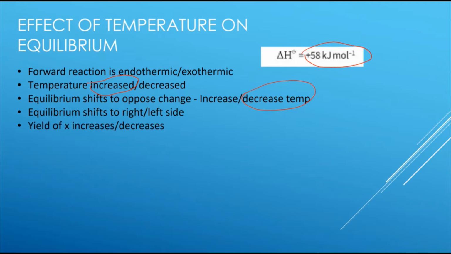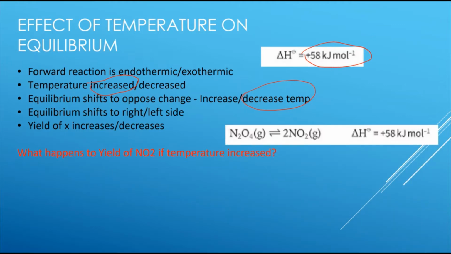And then finally, if it's asking for what would happen to the yield of a product or a reactant, it might mention a specific reactant or a product. Then I would say that the yield of this product or reactant increases or decreases depending on the reaction. So I'll take this question into account: what happens to the yield of NO2 if the temperature is increased? So this is the reaction. Now I know this is endothermic, and I have the reactant N2O4 making the product 2NO2.